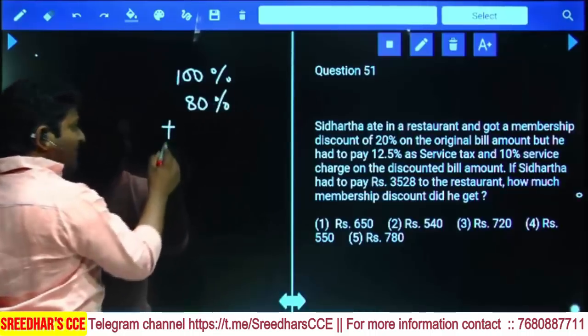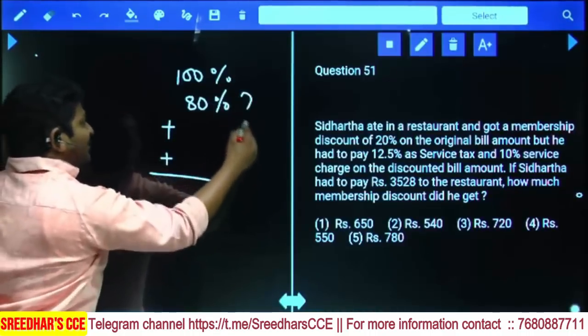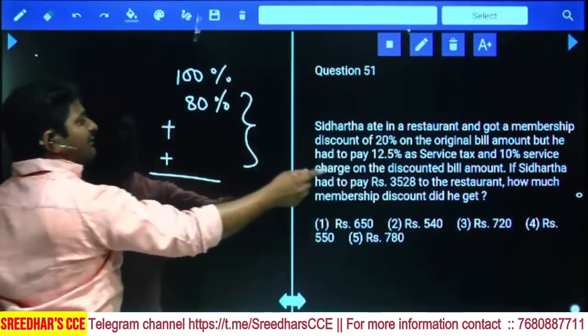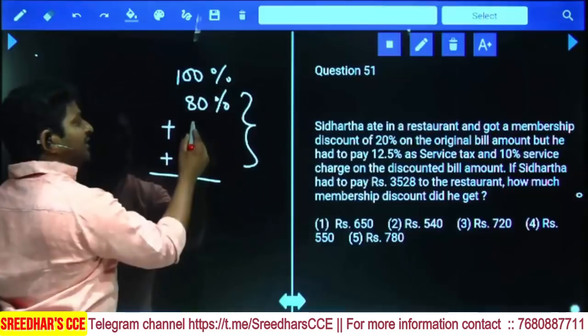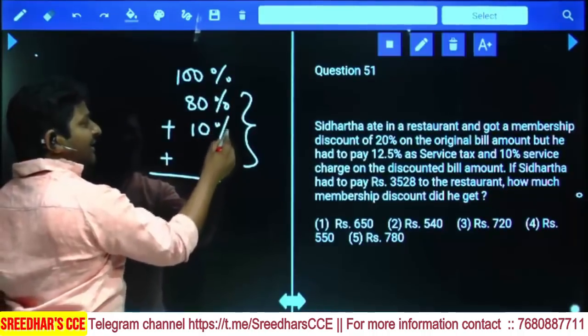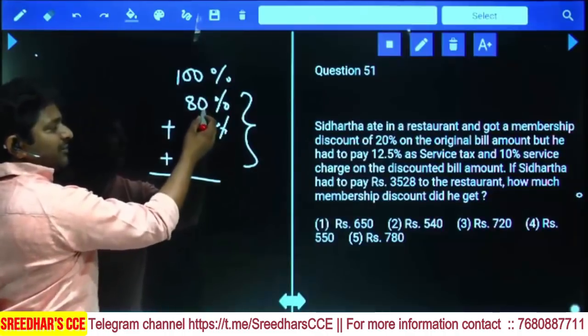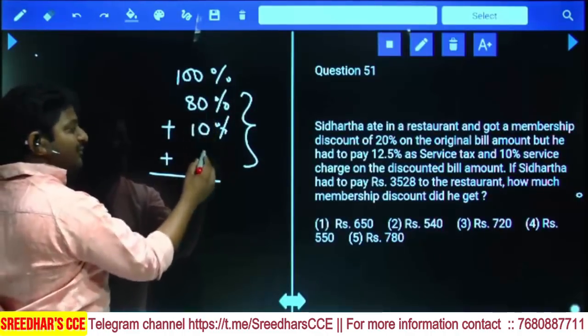Plus, to this we have to add 2 values: one is service charge, the other is service tax. Service tax is 12.5%, which is equal to 1/8. 1/8 of 80 is 10%. And then service charge is 10% on the discounted bill, that is 10% on 80, which is equal to 8.